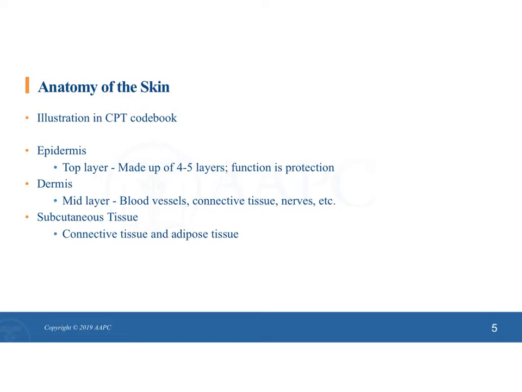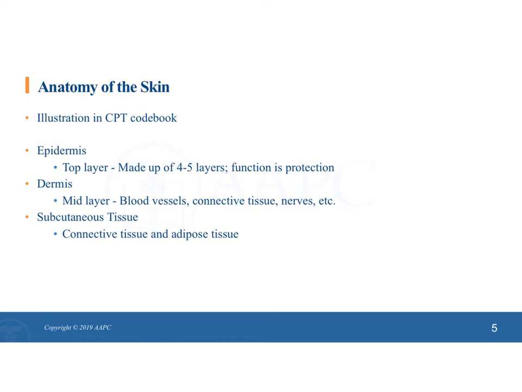The epidermis, which is the top layer, is made up of 4 to 5 layers, and its main function is protection. Why 4 to 5 layers? Well, the soles of your feet and the palms of your hands will have 5 layers. All other parts of the body will have 4. It is important for you to know the names of those 4 to 5 layers. Those can be found in your textbook on page 37.